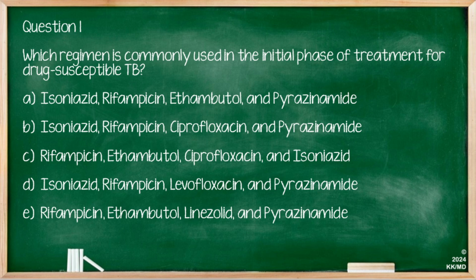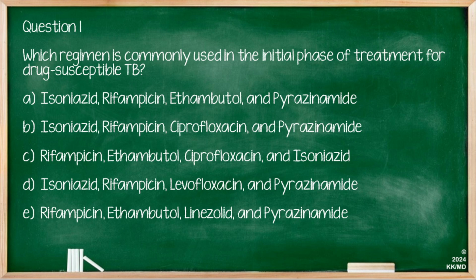Question 1. Which regimen is commonly used in the initial phase of treatment for drug-susceptible TB? A. Isoniazid, rifampicin, ethambutol, and pyrazinamide. B. Isoniazid, rifampicin, ciprofloxacin, and pyrazinamide. C. Rifampicin, ethambutol, ciprofloxacin, and isoniazid. D. Isoniazid, rifampicin, levofloxacin, and pyrazinamide. E. Rifampicin, ethambutol, linezolid, and pyrazinamide.